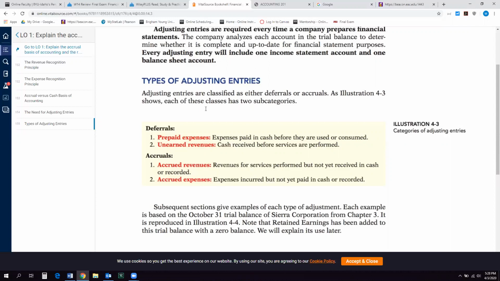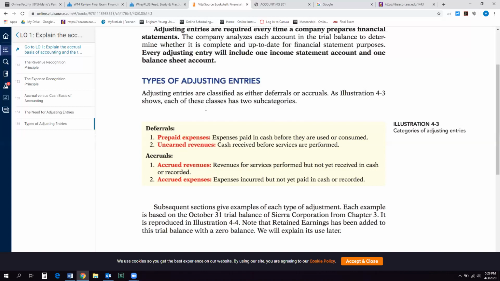Okay. Then there's unearned revenues. This is where we received cash before the services are performed. And remember, when we do that, we create a liability account called unearned revenue. And then our adjustment is always going to involve a debit to the unearned revenue, so a reduction of that liability, and a credit to the revenue account, because now we're recording that we've earned that revenue. That's what the adjustment is.